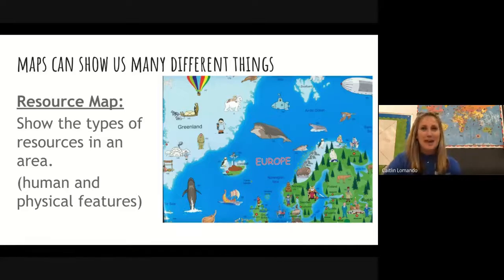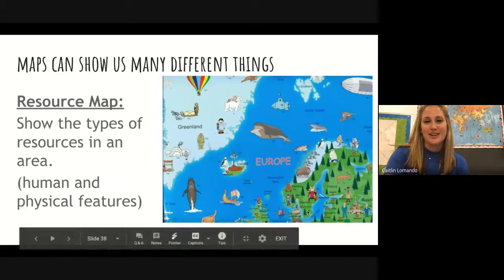A resource map. I love this type of map. This is the type of map behind me in the classroom. A resource map shows the type of resources in an area. It shows human and physical features. So we can see here that down low is Europe, and we can see some of the things that they are known for there.